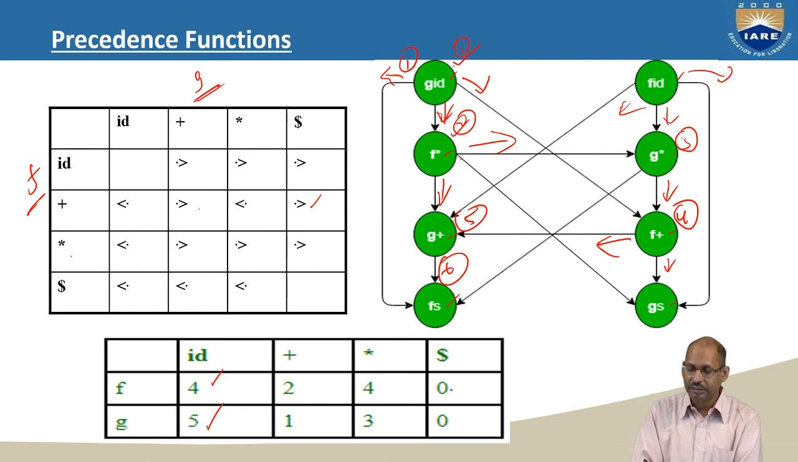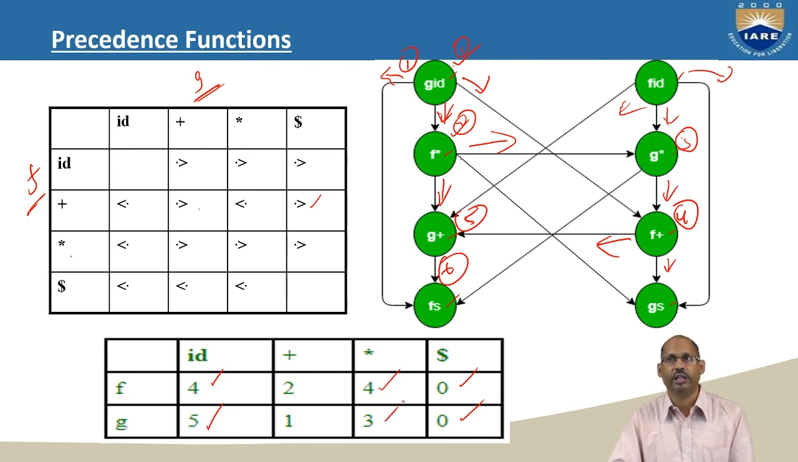If we consider the dollar sign, it is simply zero. Then we check F multiplication. F multiplication 1, 2, 3 and 4. Right? So it is 4. G multiplication 1, 2, 3. So it is 3 only.